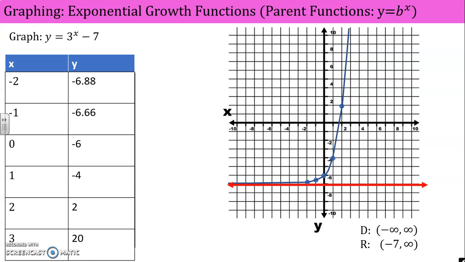Last thing I want to talk about, this is the horizontal asymptote. I could ask you to write the equation of that horizontal asymptote. That's just the equation of a horizontal line, and it would be y equals -7.